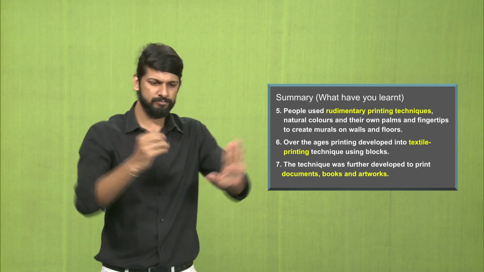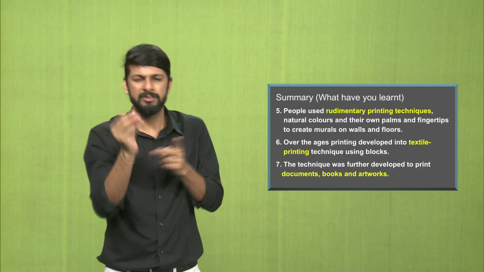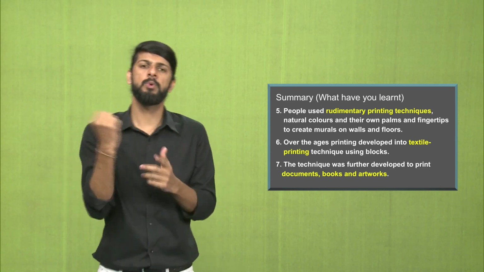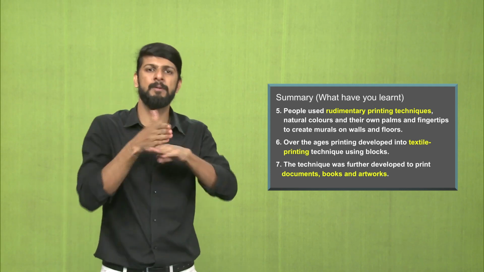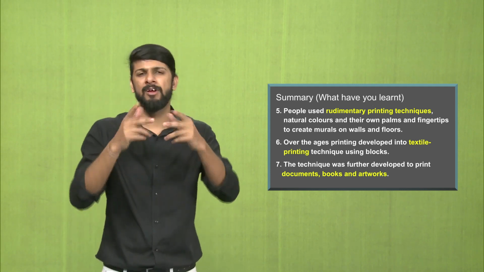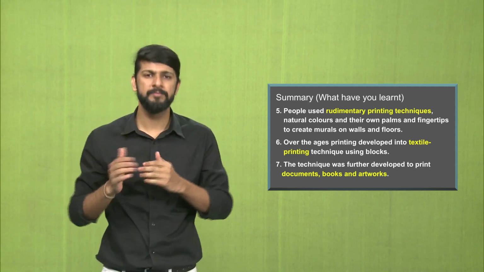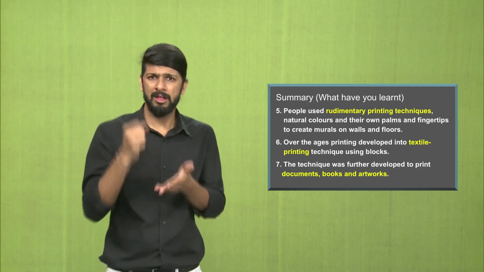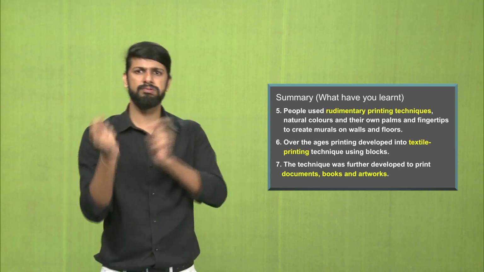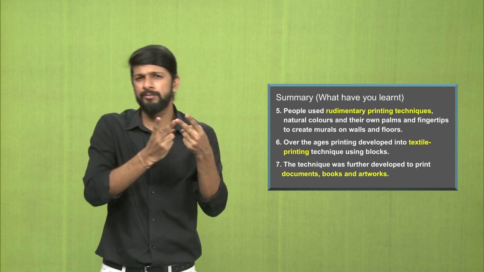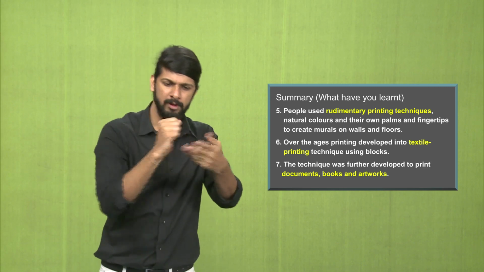Over the ages, this very technique of printing developed into textile printing technique using the blocks. The blocks were made out of various materials. They were wooden, clay, wax, soap, etc. And the same technique was further developed to print documents, books and artworks.